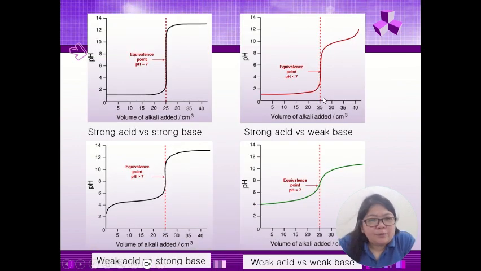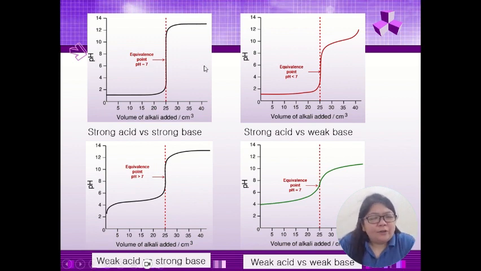Now we have 4 types of titration, right? Strong acid versus strong base titration, strong acid versus weak base, weak acid versus strong base, weak acid versus weak base. Now you will be asked to sketch a pH titration curve in paper 2.